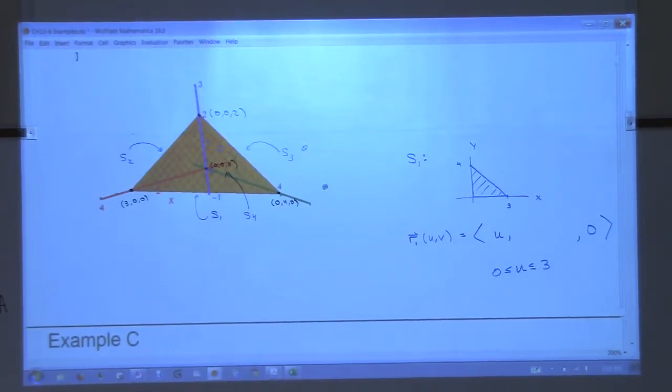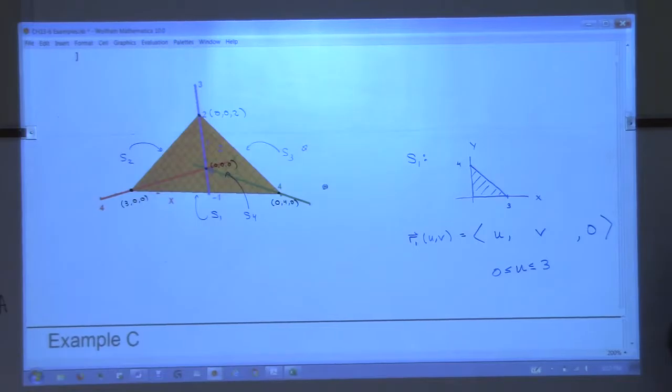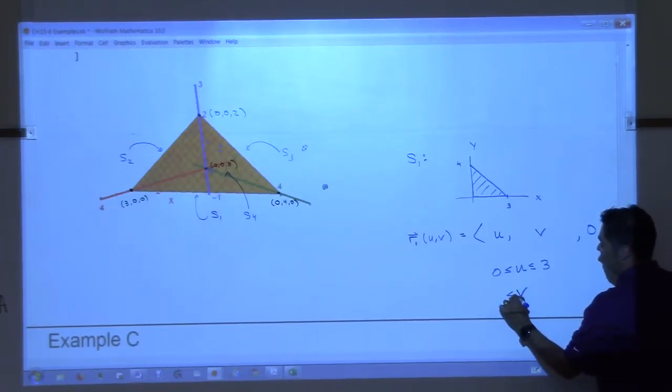Okay, this next part is super critical, all right? This next part is super, super critical. What would then your y coordinate be? I heard someone say v. Yeah? Is that what I heard? Okay, let's just see. If the y coordinate is v, then what would the restrictions on v have to be?